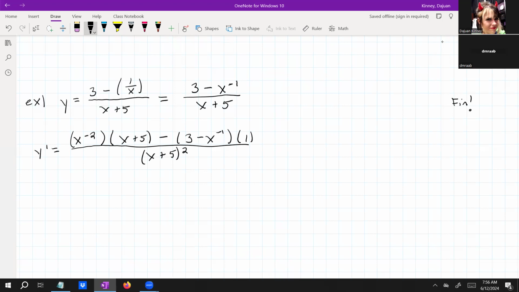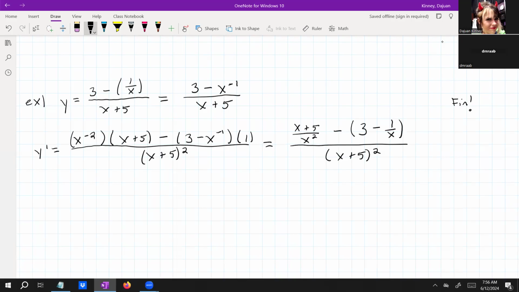This is a yucky problem, but that's okay. All right, bring my negative exponents down. Minus parentheses 3 minus 1 over x, all over (x plus 5) squared. I could clean up a little more, but my negative exponents are gone. I'm going to leave it there. It's kind of a disaster of a fraction, but that's okay.